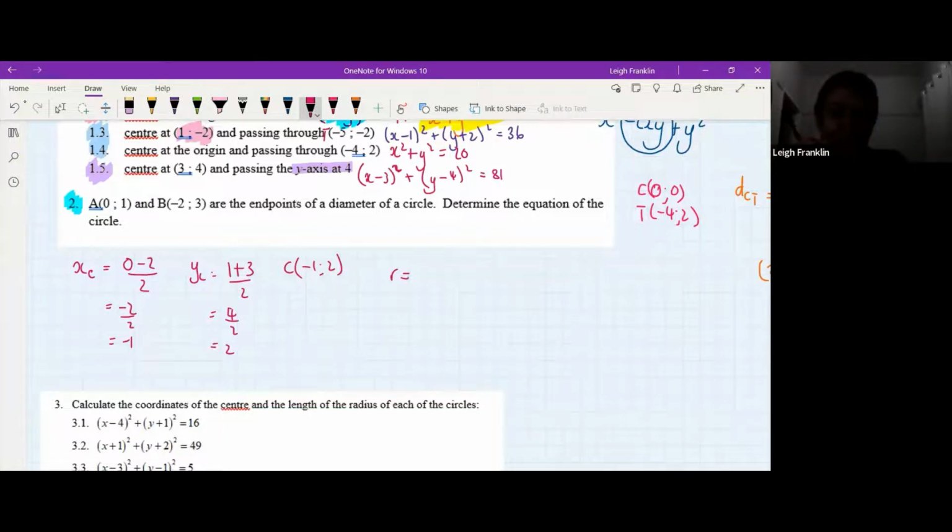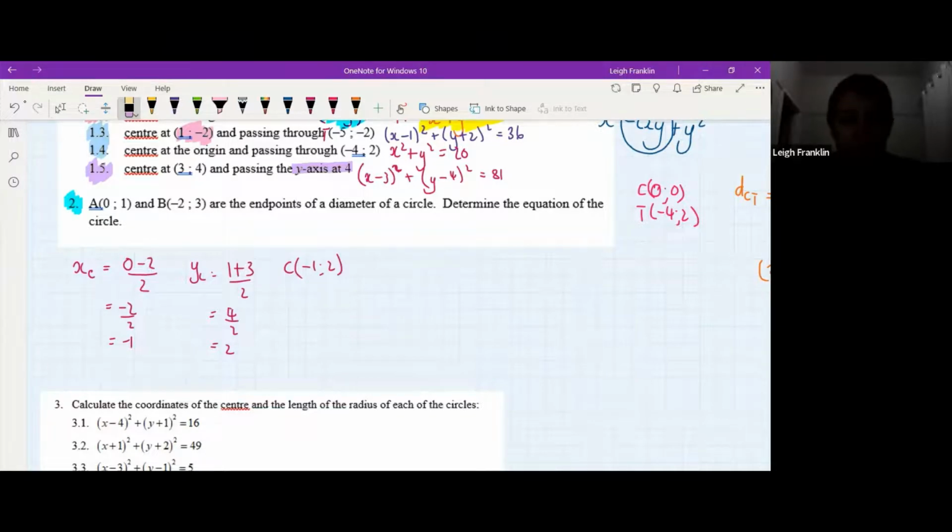Ma'am, after getting the coordinates for the center, I substituted one of the points with the center coordinates into the r squared formula, and then I got the radius, and then from there I substituted the center to get the equation. Absolutely. That would be another way that we could do this as well. I like what you've just said. So that's another way we can do this.